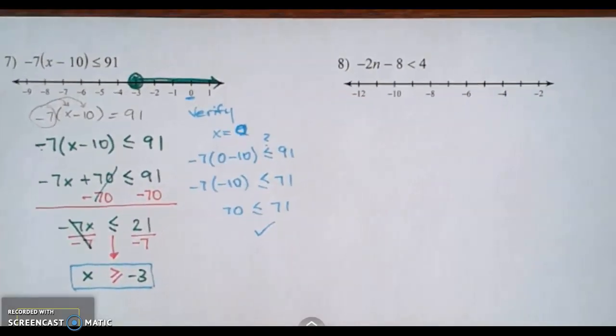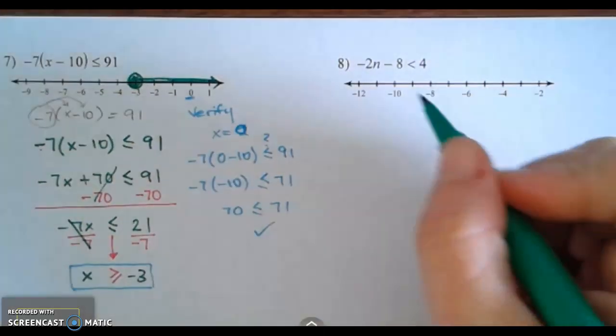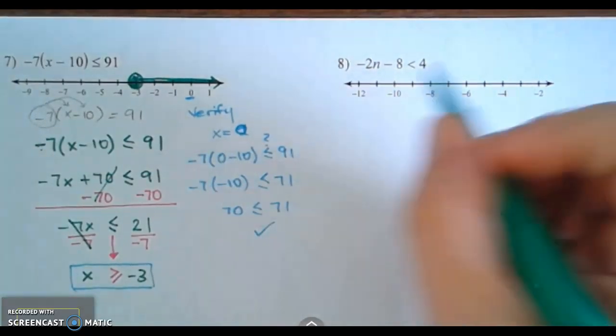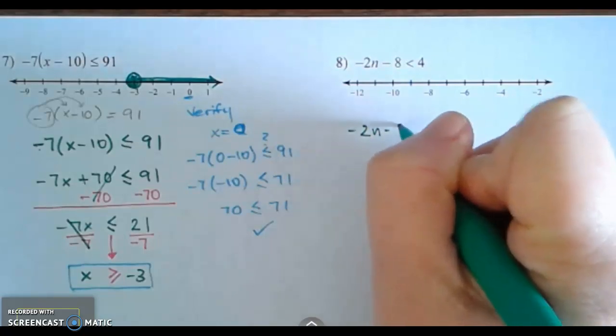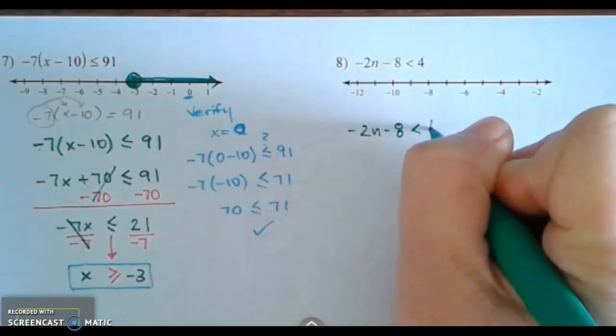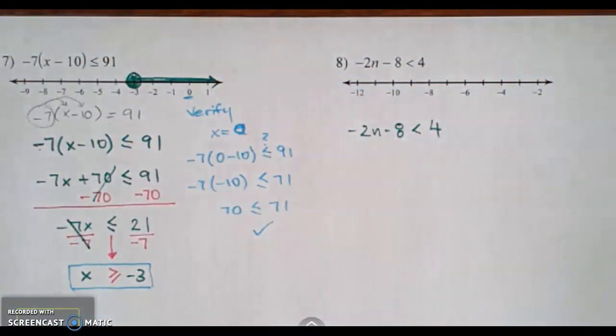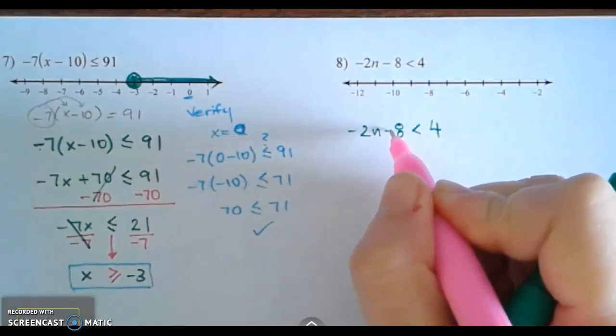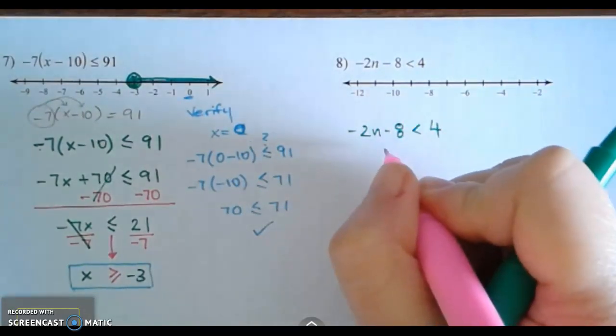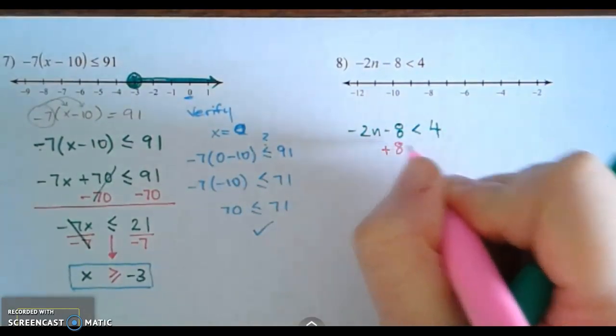So, number 8, negative 2n minus 8 is less than 8. So, I'm just going to rewrite the problem. Negative 2n minus 8 is less than 4. Again, what do we need to get rid of first? We need to get rid of this addition and subtraction first, right? So we need to get rid of negative 8. How do I do that? We add 8 to both sides.